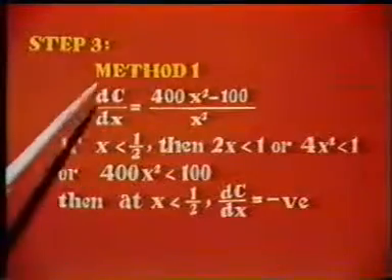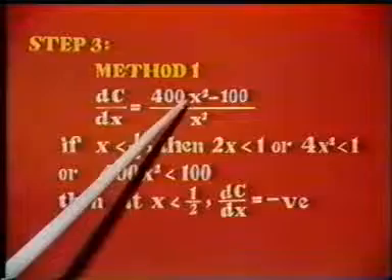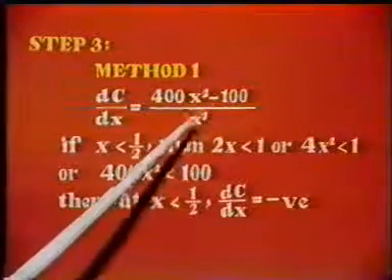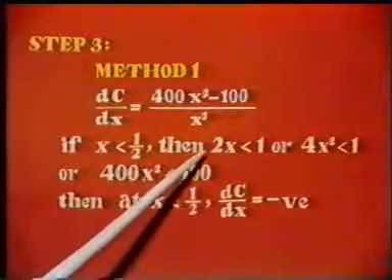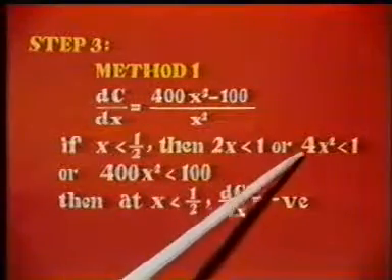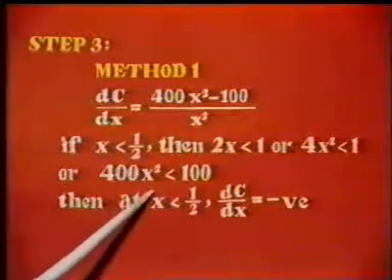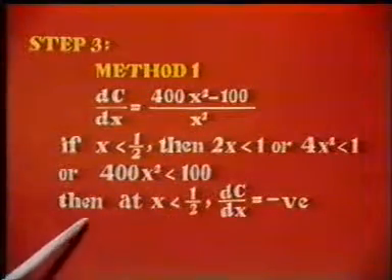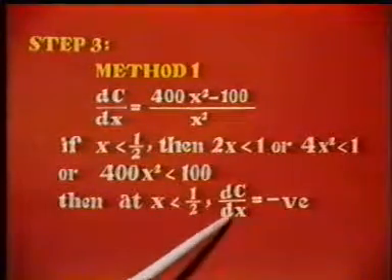Step 3, method 1, dC upon dx is equal to 400x square minus 100 over x square. If x is less than half, then 2x is less than 1, or 4x square is less than 1, or 400x square is less than 100. Then at x less than 1 by 2, dC by dx is negative.